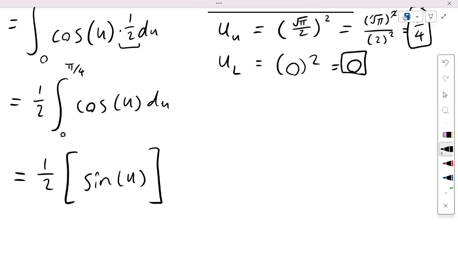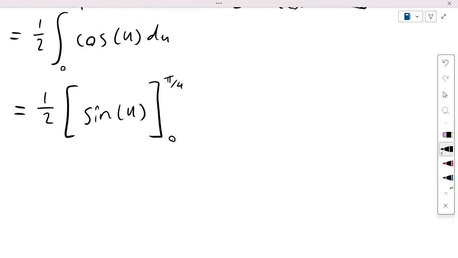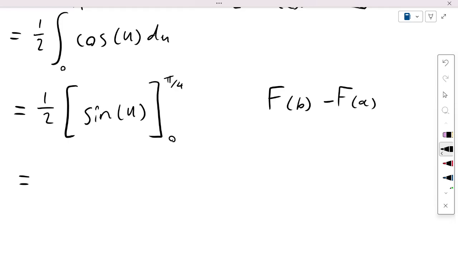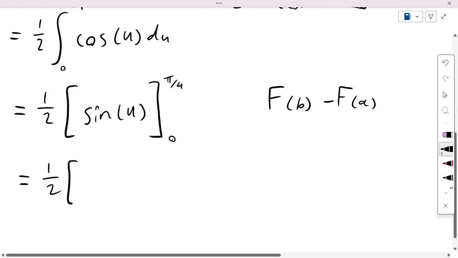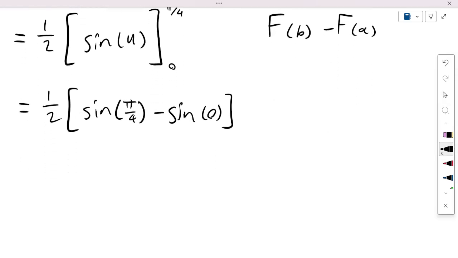And over here, we have the upper limit, which is pi over 4, and the lower limit, which is 0. Now we're going to do the same thing that we do with definite integrals. It's F(b) minus F(a), the F of the upper limit minus the F of the lower limit. So it's going to be half multiplied by the sine of the upper limit, pi over 4, and then minus sine of the lower limit, which is 0. And there we go. Now we can simplify further.